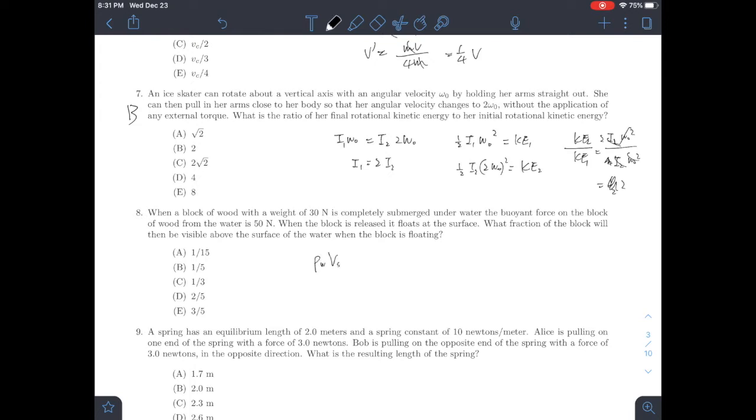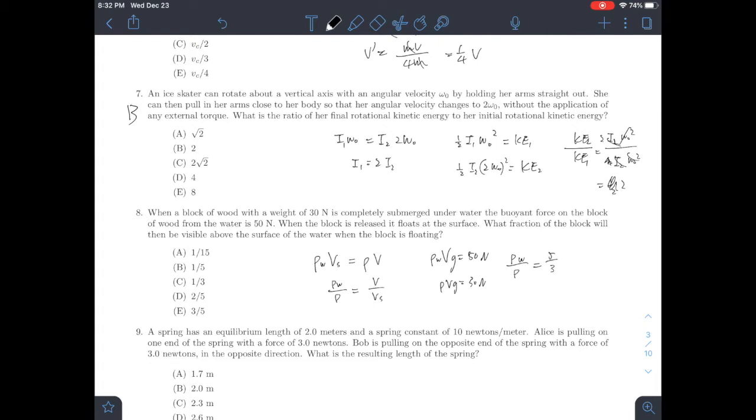Okay, so here we need to use the definition of specific gravity. So we know the volume submerged in the water times the density of water is equal to the density of the original object times the total volume. Then we transfer to the ratio of the density with the ratio of the volume, we get this expression. Then we know that the buoyant force is equal to 50 newtons. So rho of water times Vg equals 50 newtons. And we know the weight of the wood without submerging in water is 30. So rho of the object times V times g equals 30 newtons.